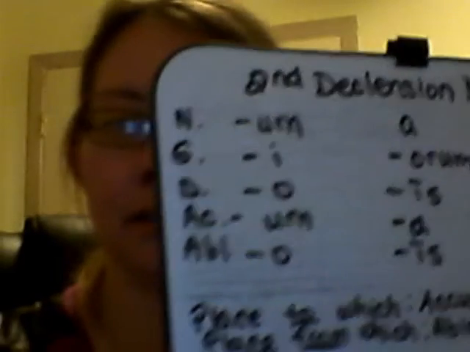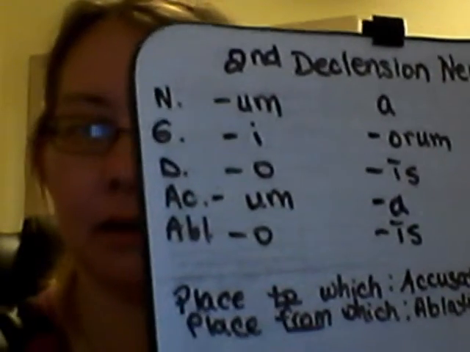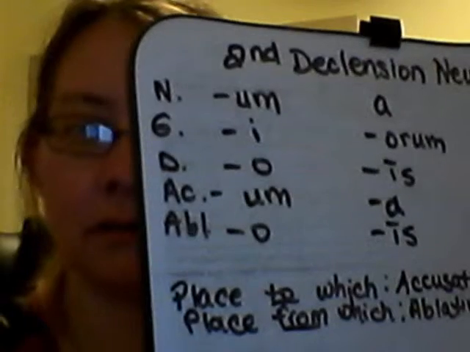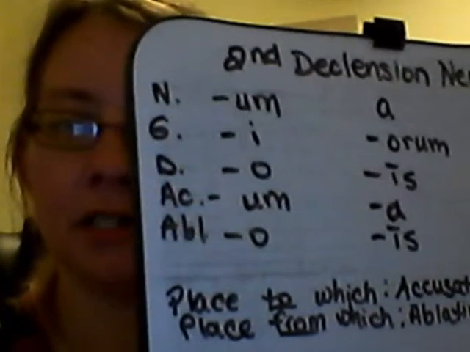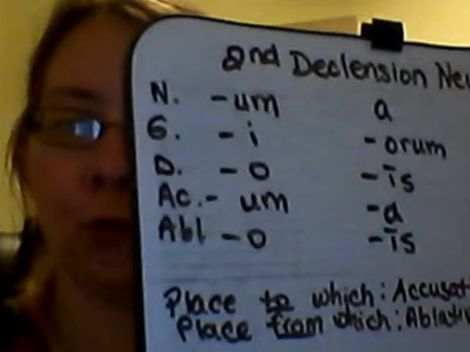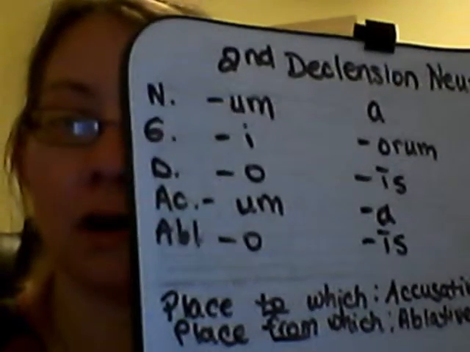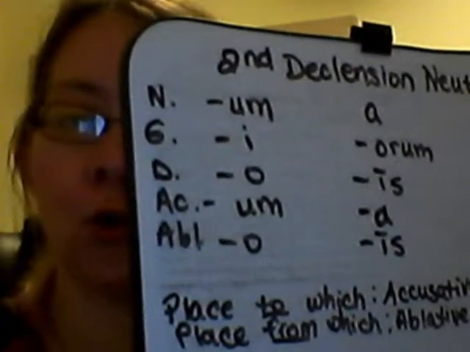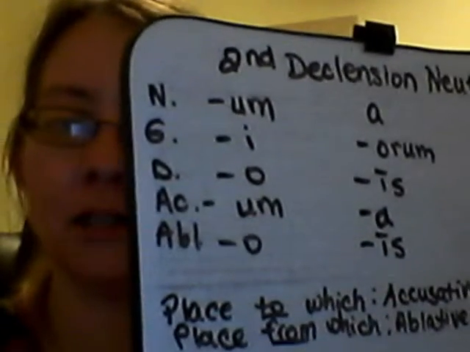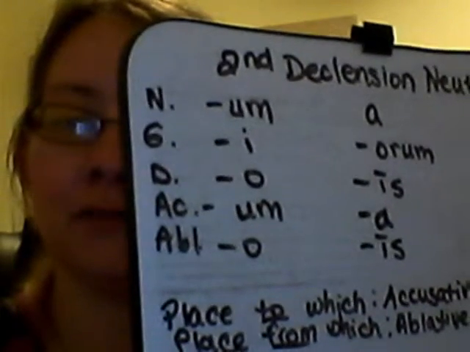In Chapter 6 of your Jenney First Latin book, we are discussing second declension neuter nouns. So I have a chart with your endings. Let's see if I can get them all up there. Okay. In nominative, the ending is um, genitive i, dative o, accusative um, ablative o. The neuter plural a, genitive plural orum, dative is, accusative a, ablative is.